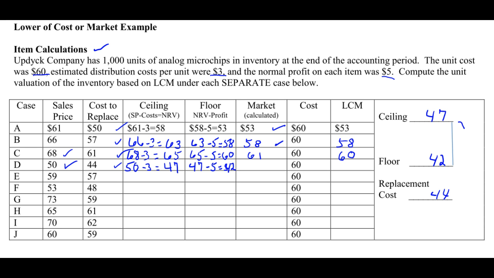$44 is inside of this relevant range. It's about right here. So I can use 44 because it's within the relevant range. So I have a $44 replacement cost that I can use. Now I can do the lower of cost or market test, which is lower. In our last case, it was cost. In this case, it's market. We would value this piece of inventory at $44.